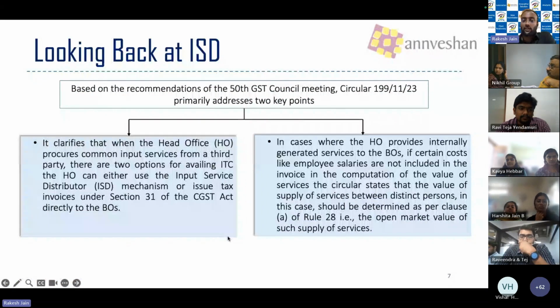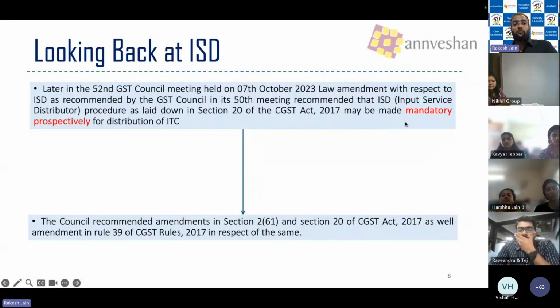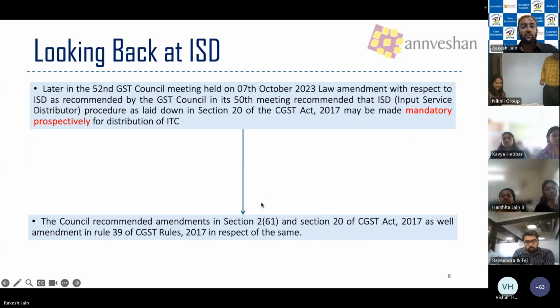Now, these were the important clarifications which came out as part of the circular. Later, in the 52nd council meeting, it was proposed that we consider making the ISD mechanism for distribution of credit mandatory, but on a prospective basis. Whenever the amendment is brought into the Act, it's going to be mandatory from a prospective basis. So that was discussed in the 52nd council meeting.